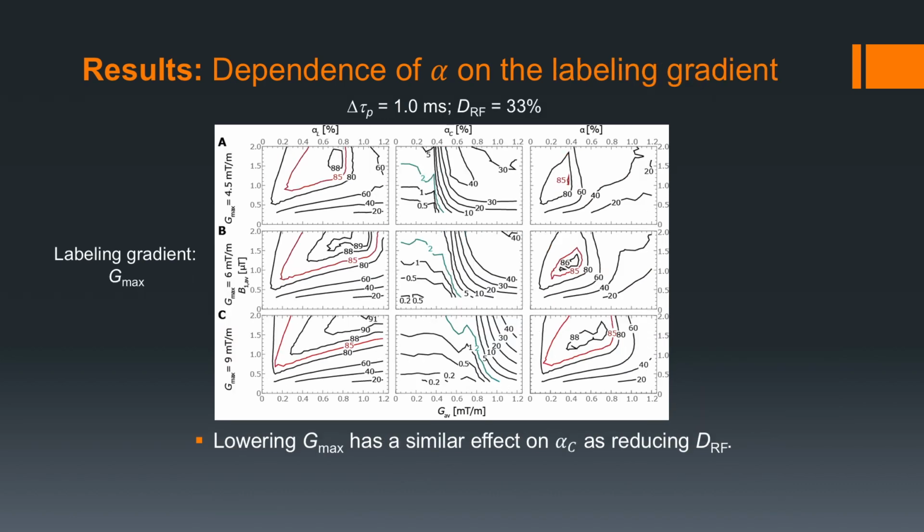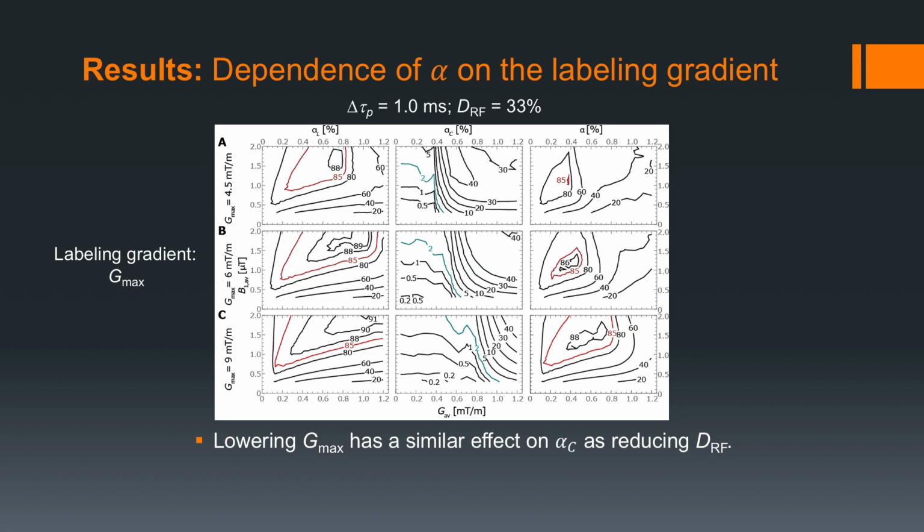The second important quantity is the labeling gradient Gmax, which has a similar effect on alpha C as the RF duty cycle. The example here shows the results for Gmax between 9 and 4.5 millitesla per meter. The edge in alpha C is shifted towards lower G average values when Gmax is reduced.